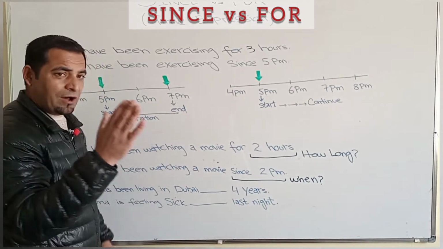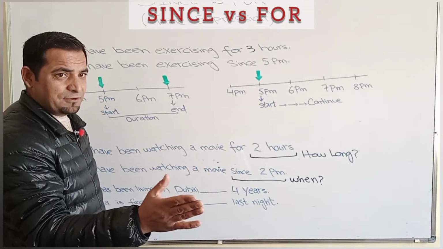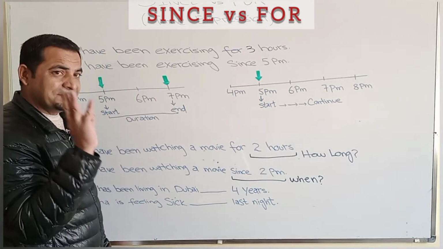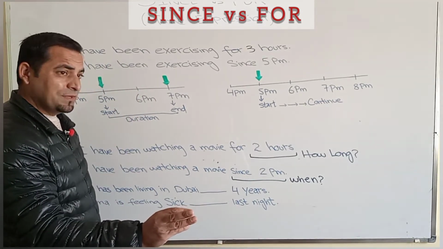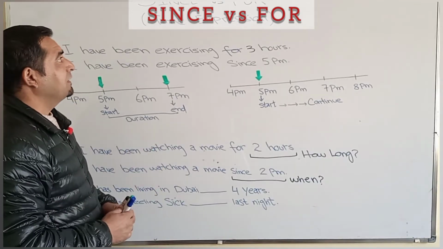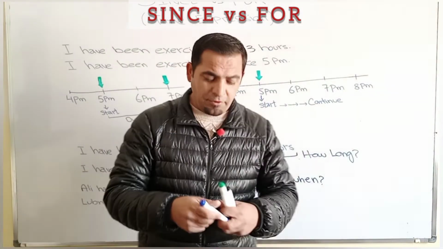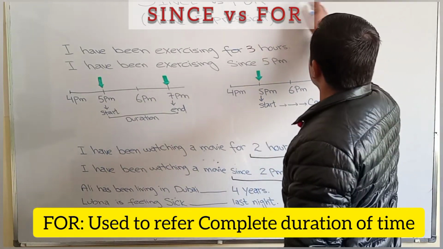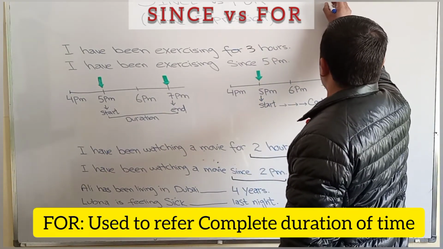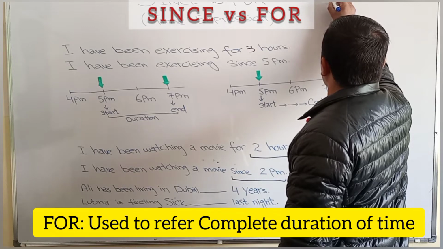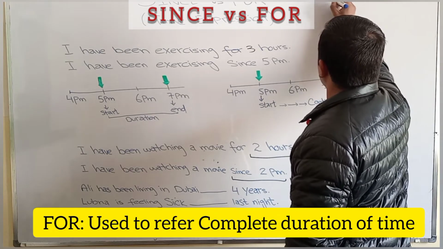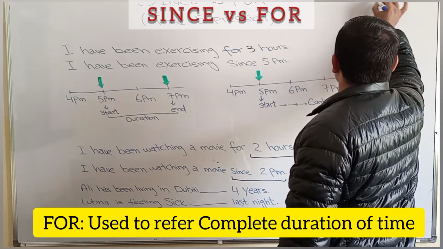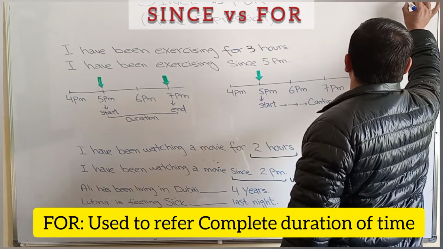So how long have I exercised? For how long? For 3 hours. 5, 6, and 7. So indirectly we use for to refer to the complete duration.